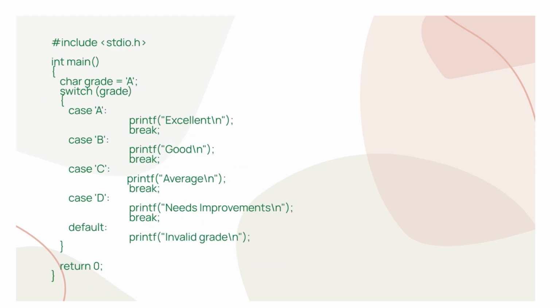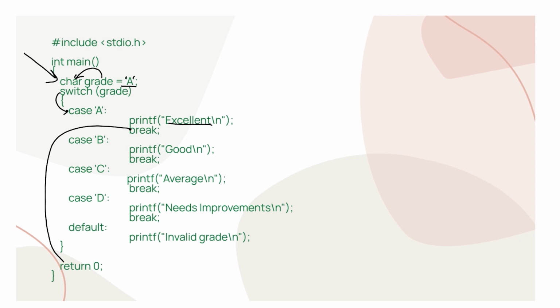Let us jump to another example where we are dealing with cases of a character type. Int main, char grade = 'A'. As you can see, grade is of a character type, hence the single quotes are mentioned here. Switch grade, so the value of grade is used here to evaluate against any of the cases available in the block. So case 'A' says printf excellent, break. As our value is A, it will directly jump to case A. It will print excellent on the output screen, and break will take the control out of the switch case.